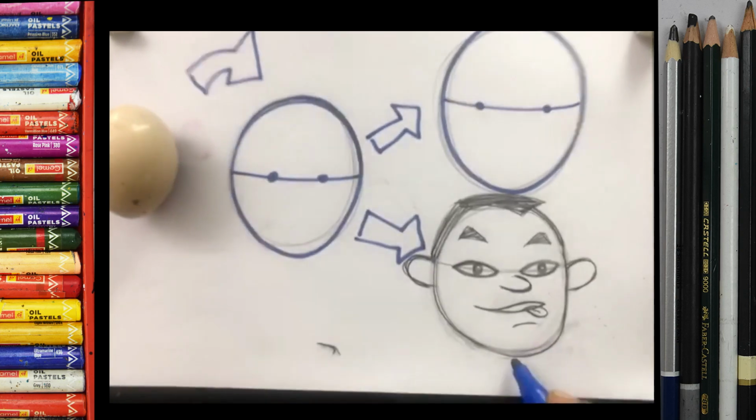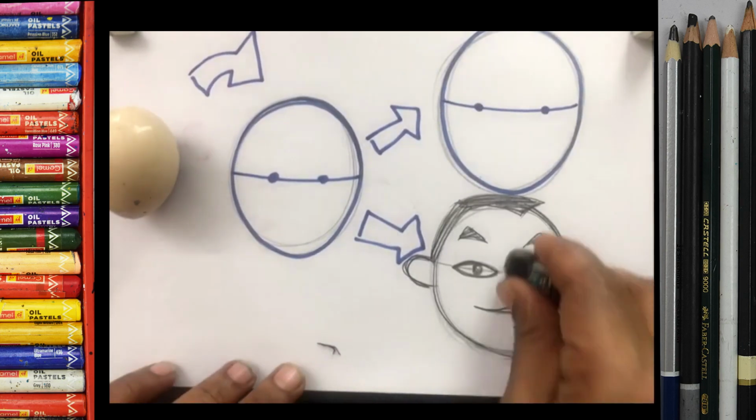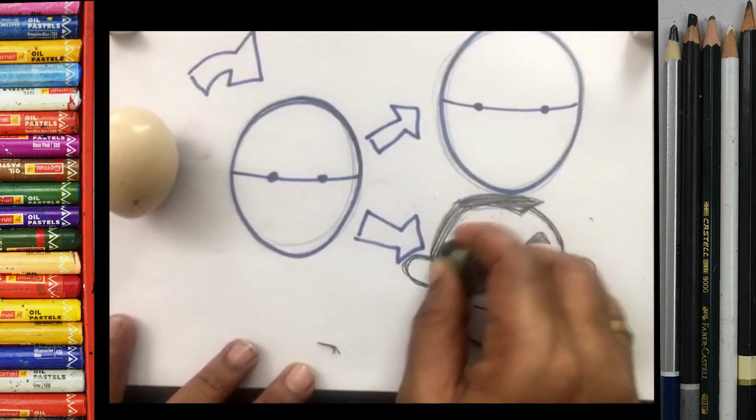So I do this. I make it now with the brush pen. With this brush pen. Not brush pen. I just use it. Oval.